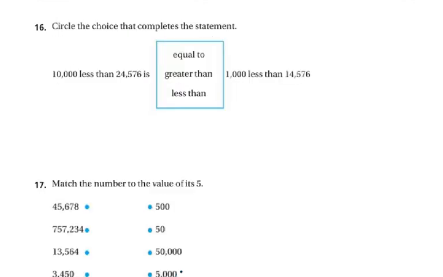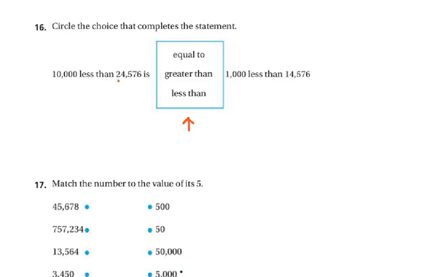Okay, so this is a choice that's going to complete the statement. I'm going to be picking one of these answers, sort of like an equation, which we're going to get into later. So the first side is 10,000 less than 24,579. So let's find out how much that is.